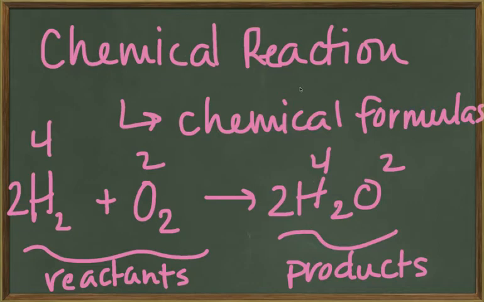A chemical formula and a chemical reaction, I want you to think about it in a very specific way. If I wanted to make chocolate chip cookies, I follow a recipe. Well, a chemical reaction and a chemical formula, think of them as a recipe. It's a recipe to make something chemically. Now, in a chemical reaction, you've got several different things going on.